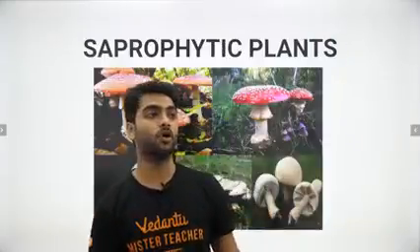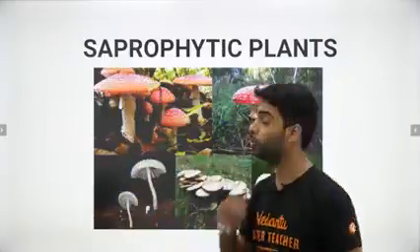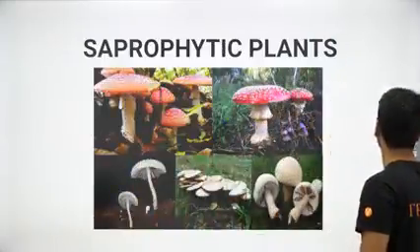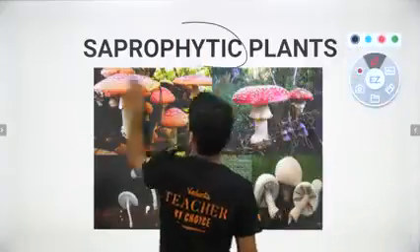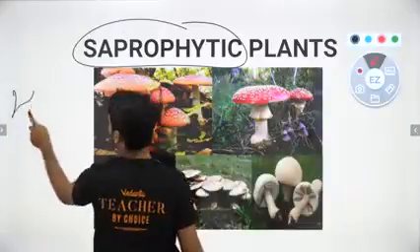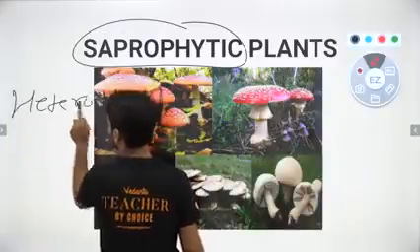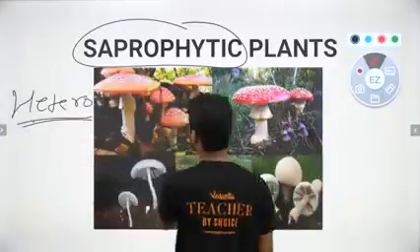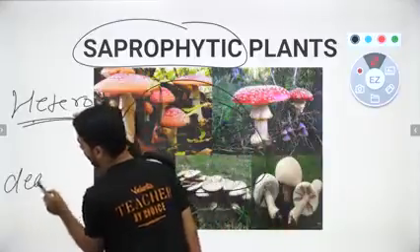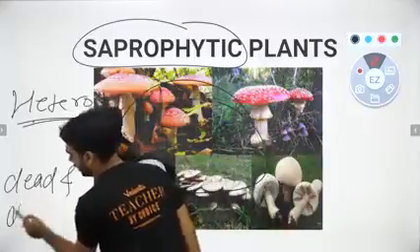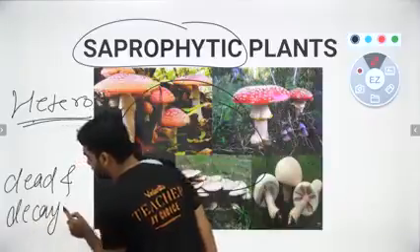After that, we come on to saprophytic plants. What do you mean by saprophytic plants? Very important definition from your NCERT point of view. Saprophytic, again it is a heterotrophic mode of nutrition. These type of plants, example mushrooms, they feed on the dead and decaying matter.